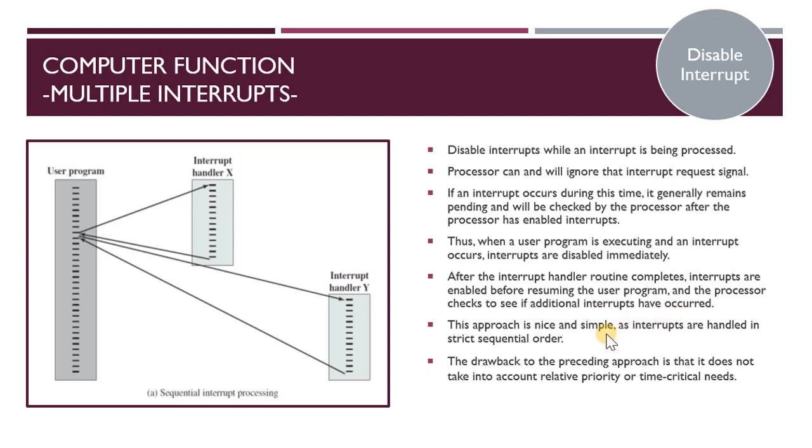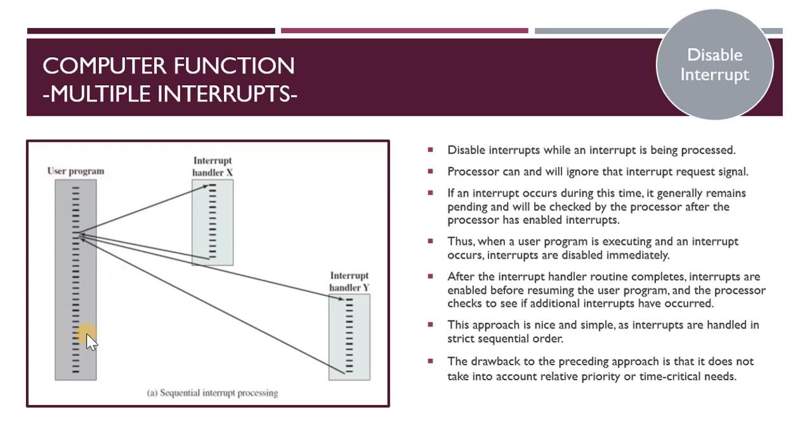This approach is nice and simple, as interrupts are handled in strict sequential order. However, the drawback to the preceding approach is that it does not take into account relative priority or time-critical needs. This is the example of the sequential interrupt processing or disable interrupt.